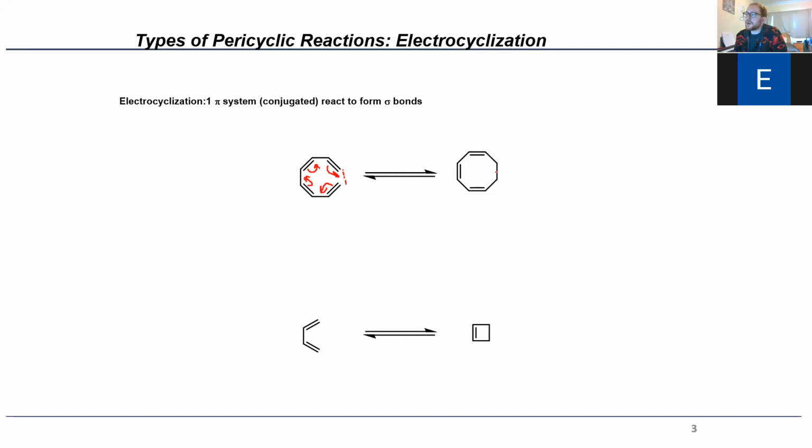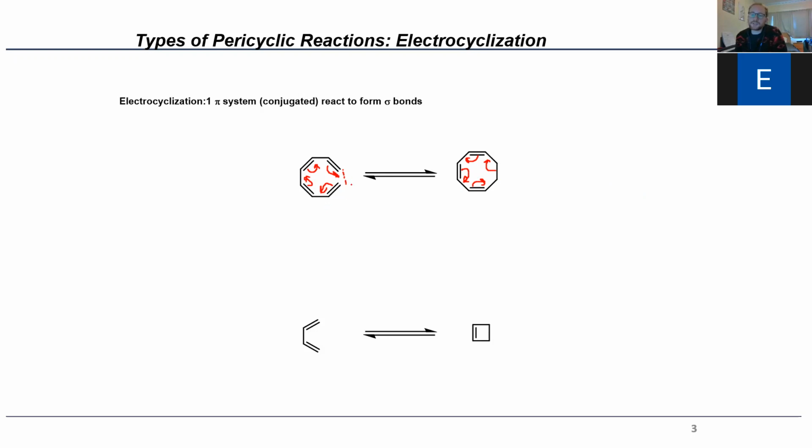And you can also imagine the reverse reaction, wherein we push electrons to break the sigma bond and move the alkenes around in concerted fashion. And this is how you can interconvert these two. And these reactions are named quite simply for the number of pi electrons in the cyclization reaction.